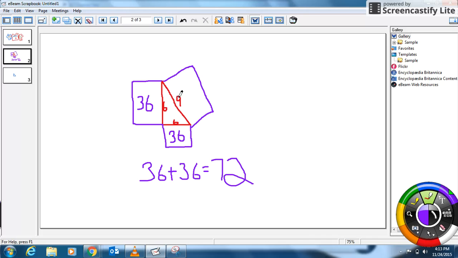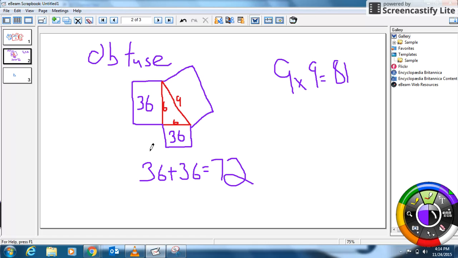Well, I know 9 times 9 is equal to 81. So I know that this is not an example of a right triangle, and I also know that since 81 is bigger than my 72, that means that this would be an obtuse triangle.